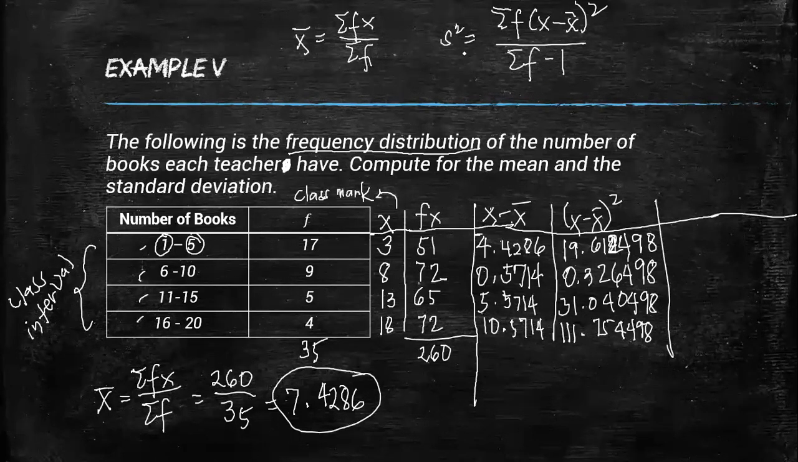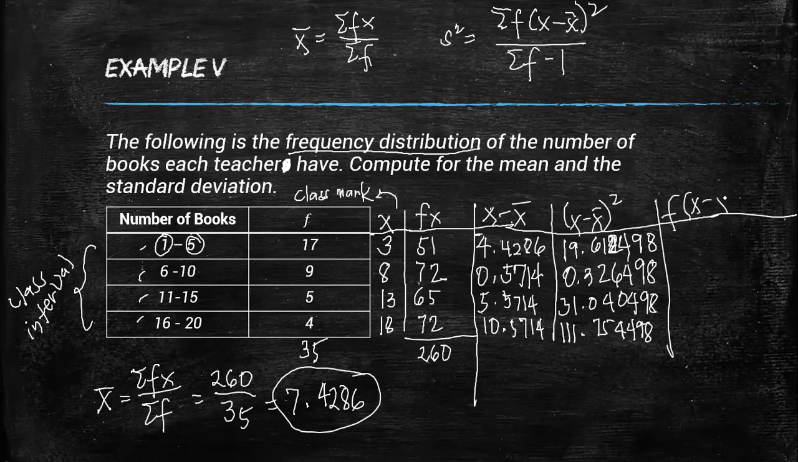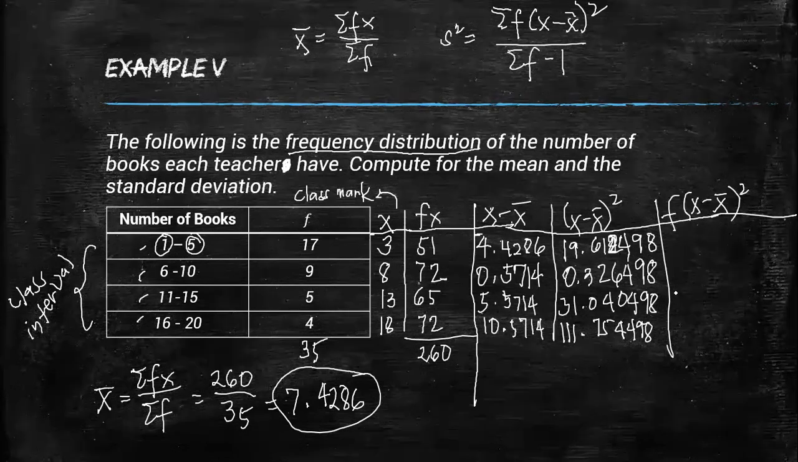Paki-square. Sorry, mali. Na-square na pala. So, ita-times pa natin ng f. Tingnan ninyo yung formula. May f dito. So, f times x minus x bar squared. Okay? So, times natin sa frequency.